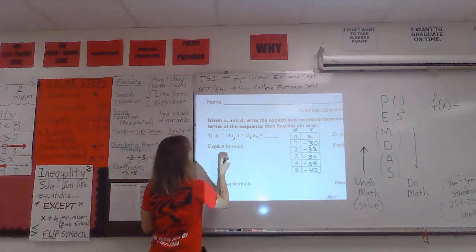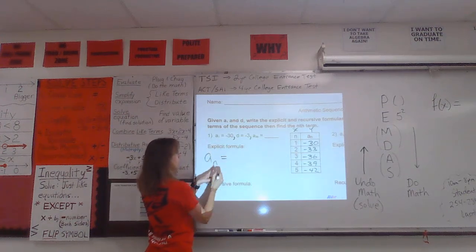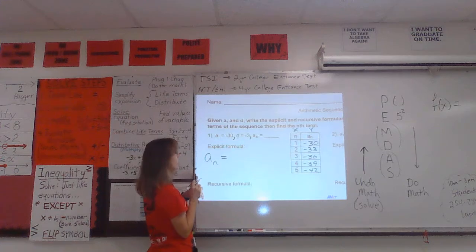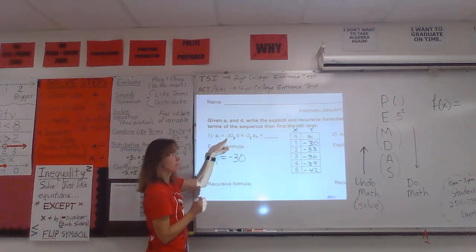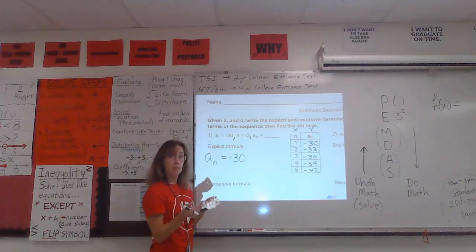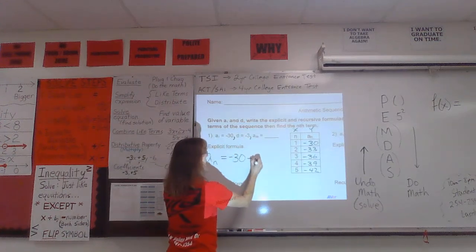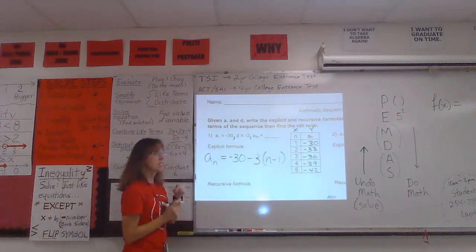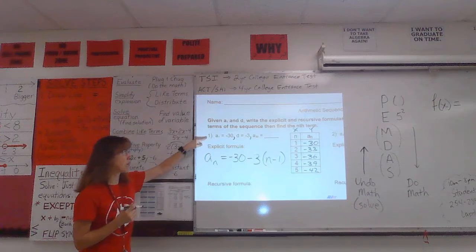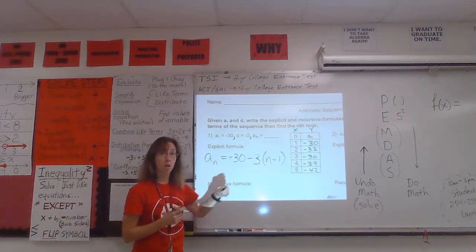Okay, so the explicit formula says this. a sub n, small n down, equals a sub 1. What is my a sub 1? The very first term. I drop that number in. And then it says plus d, or minus d if it's a subtraction. And this one is a subtraction, so minus 3, then parentheses, n minus 1. That is the explicit formula for this pattern. It has a sub n, and it's got n minus 1 here, always, always, always.